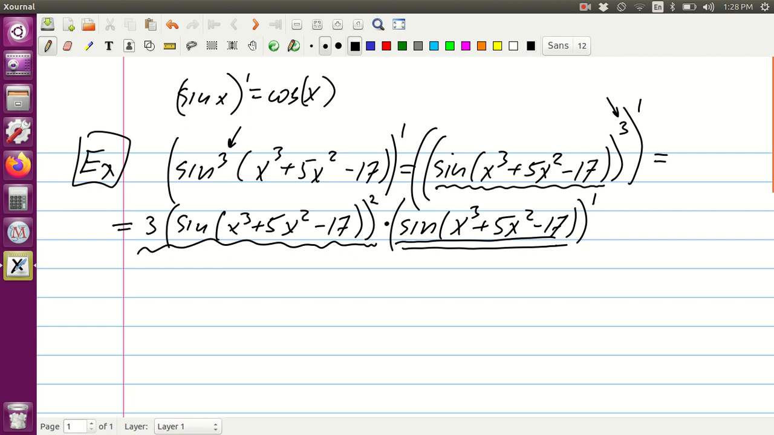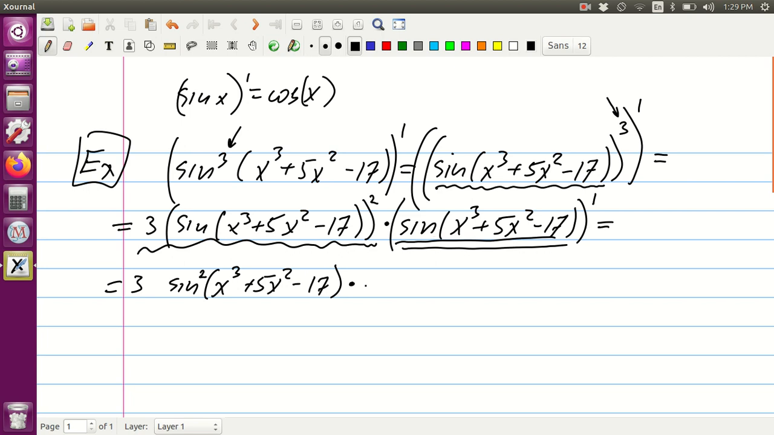So what would be the inner function? What would be the outer function? If we would plug in x, we would calculate x cubed, add 5x squared, subtract 17, and then we would take sine of it. Therefore, sine is our outside function, and x cubed plus 5x squared minus 17 is the inside function. So let's apply the chain rule a second time. We rewrite the first part of the expression since it's already done, and I will write exponent 2 on top of the sine. Then we're going to use the chain rule for the second part.